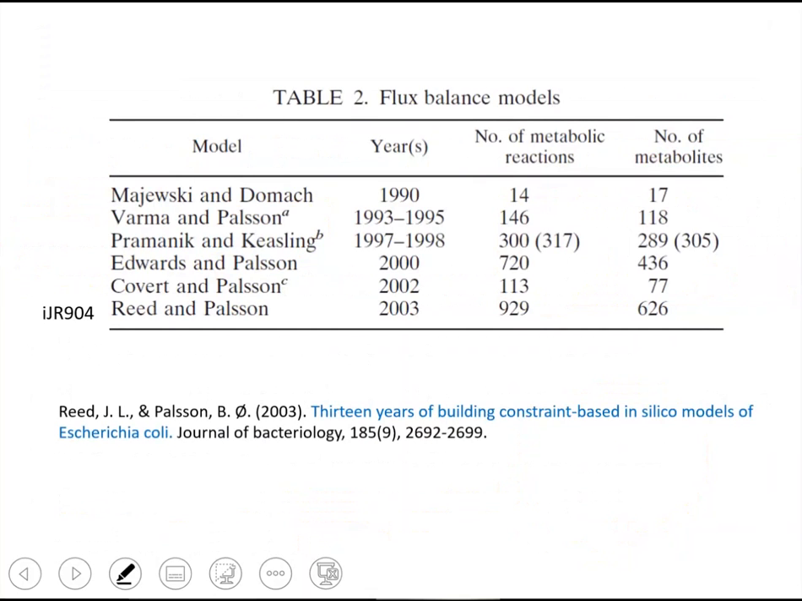This is a table from a paper published in 2003, again Palsson's group, 13 years of building constraint-based in silico models of Escherichia coli. So they have reviewed, in this review paper, available Escherichia coli models, and most of them actually they had developed. For example, this is a small-scale model with about 50 reactions. So Varma and Palsson published 3 or 4 papers by using this Escherichia coli model.